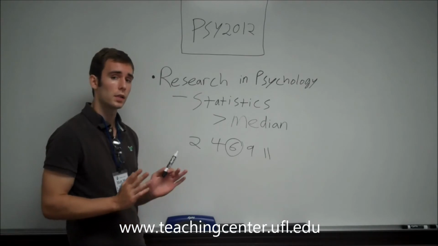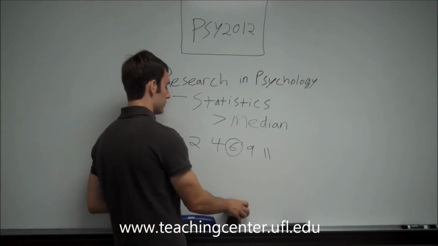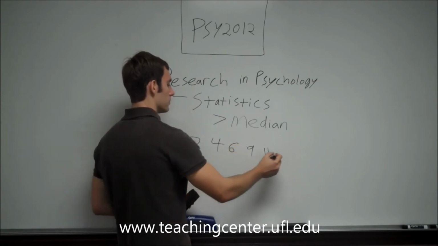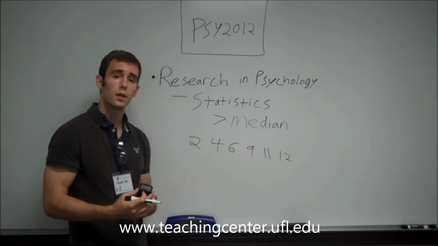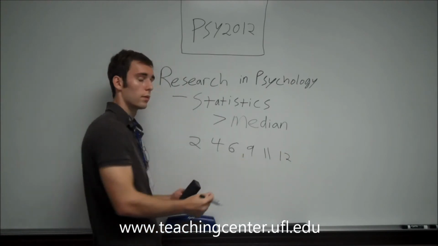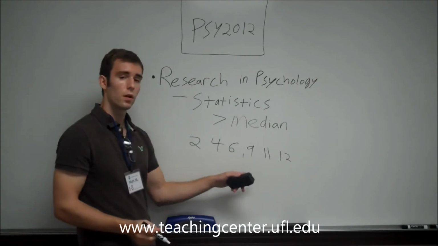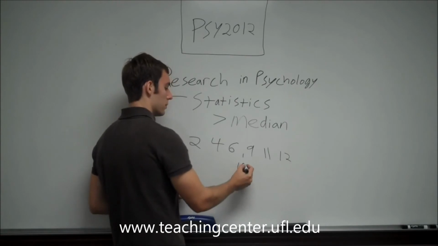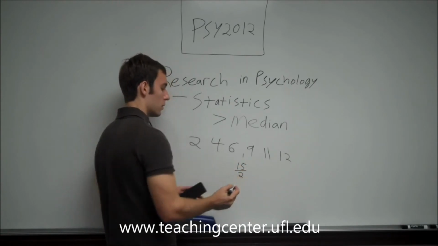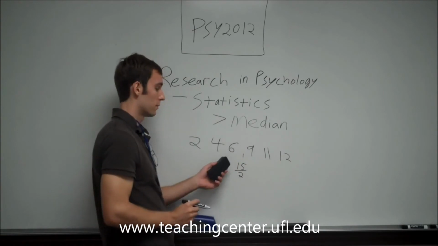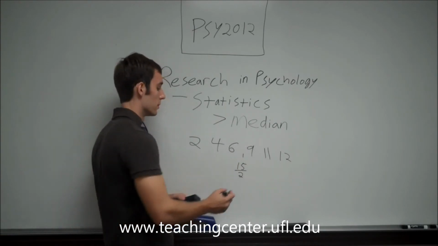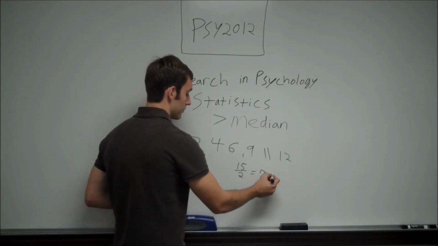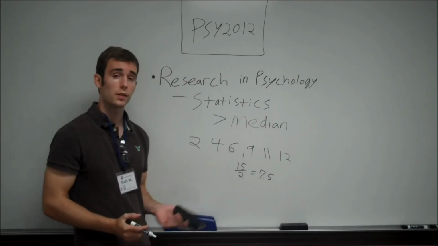Now, if our data set has an even number of observations, like this, then the middle would be right here. So what we do is add these 2 numbers together and then divide by 2. So 6 plus 9 is 15, divided by 2 is 7.5. That's the median for this data set.